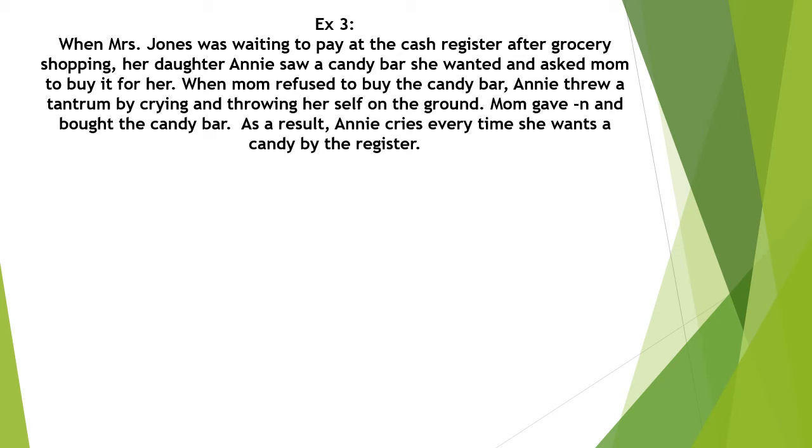Example 3. When Mrs. Jones was waiting to pay at the cash register after grocery shopping, her daughter Annie saw a candy bar she wanted and asked Mom to buy it for her. When Mom refused to buy the candy bar, Annie threw a tantrum by crying and screaming and throwing herself on the ground. Mom gave in and bought the candy bar. Now as a result, Annie cries every time she wants candy at the register.